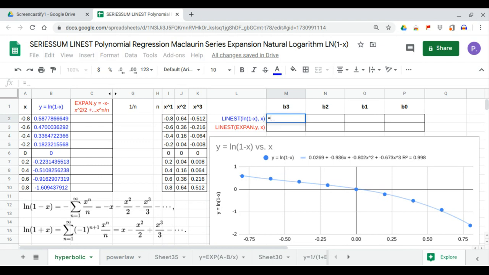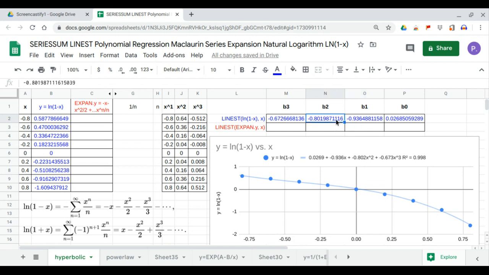So LINEST, data y and data x. So our B0 is 0.02685, rounded up as 0.0269. B1 is negative 0.936488, rounded up as negative 0.936.